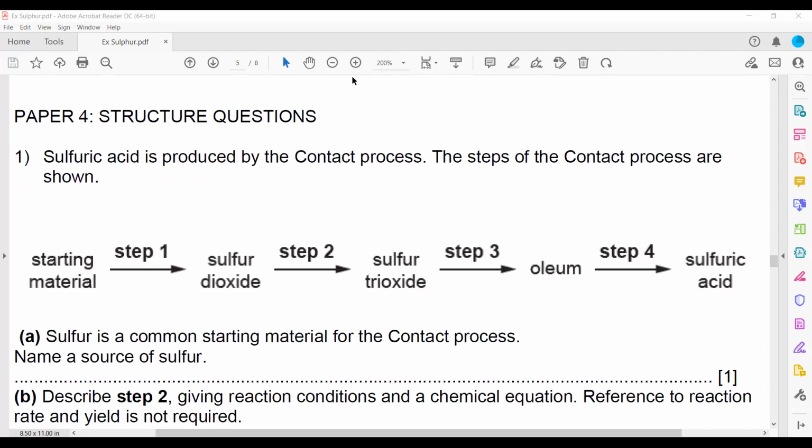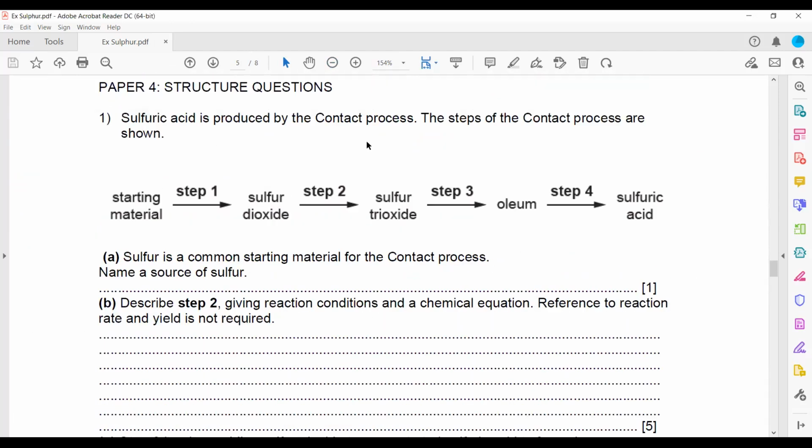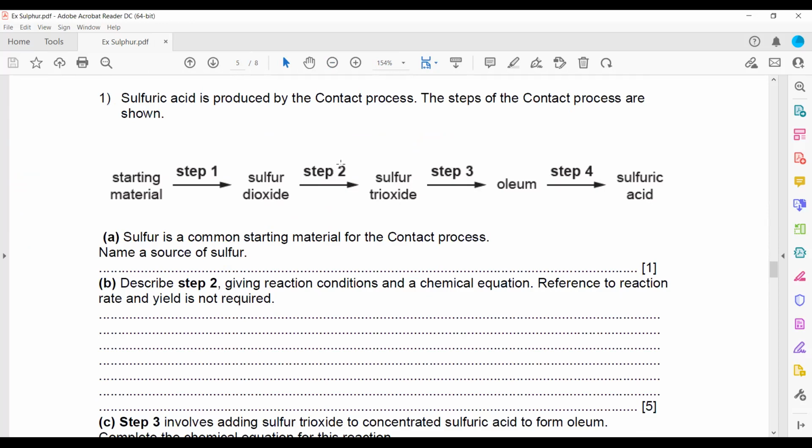Then the structured questions are there. Straightforward structured questions; you don't have to memorize much. Sulfuric acid is produced in the contact process. So what are the starting materials here? The starting material is sulfur plus oxygen giving sulfur dioxide. Sulfur dioxide is mixed with oxygen to give sulfur trioxide, then mixed with sulfuric acid to give oleum, and oleum is mixed with water to give sulfuric acid. Name a source of sulfur. We can mention fossil fuels: coal, oil, gas, or metal ores such as lead sulfide, or galena.